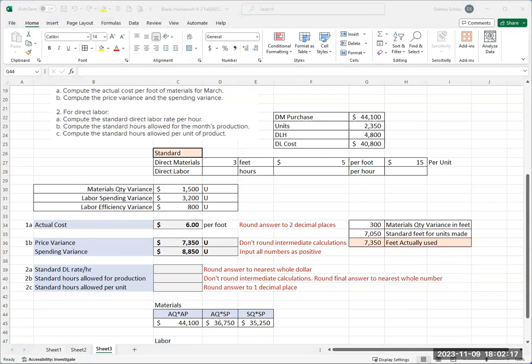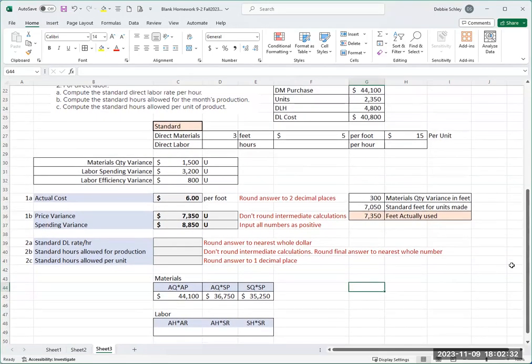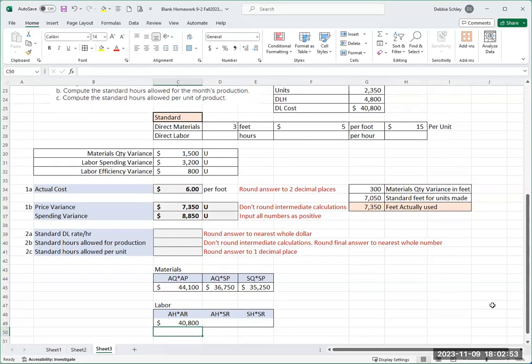Now we're going to switch gears and go for labor. Okay. So again, I want to figure out all of these things. So actual total labor cost, actual hours times the actual rate, they gave me as a total, the direct labor cost. That's the first one.